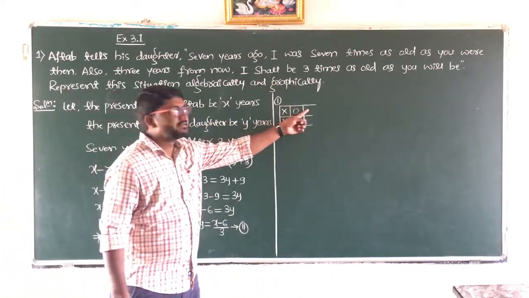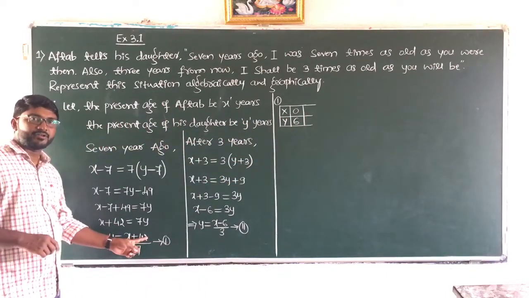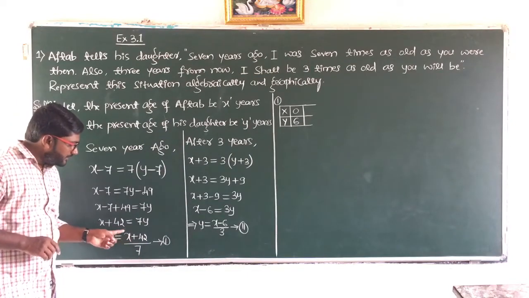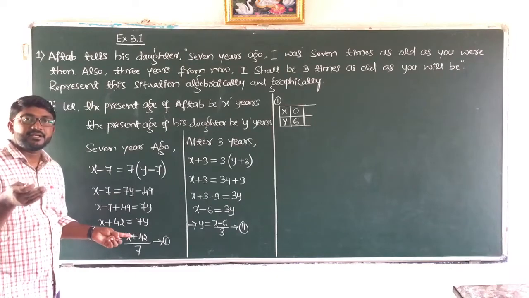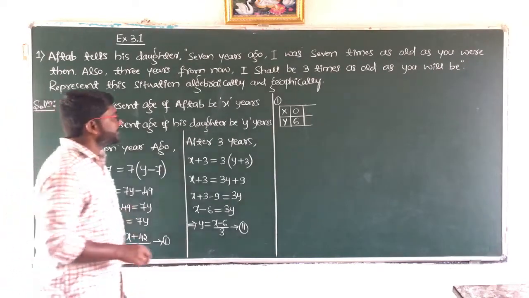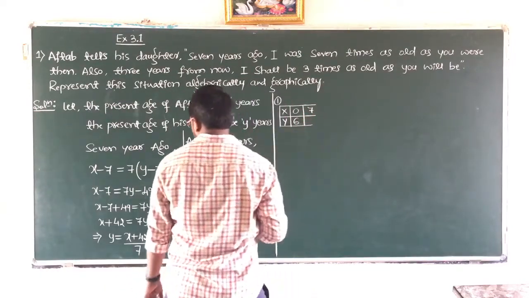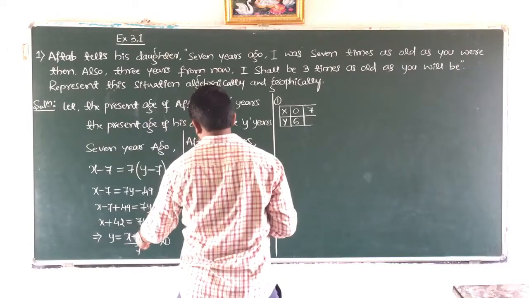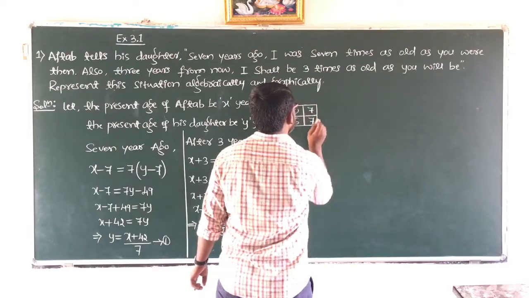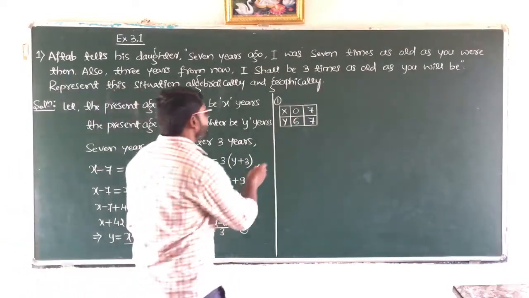I take x as 7, any random value. 7 plus 42 is 49. 49 divided by 7, we get 7. Here you have to select the value of x in such a way that it is divisible by 7. So if you take x as 7, we get the value of y as 7. This is the first table. Next we have to go for the second table. From the second equation I write the second table.